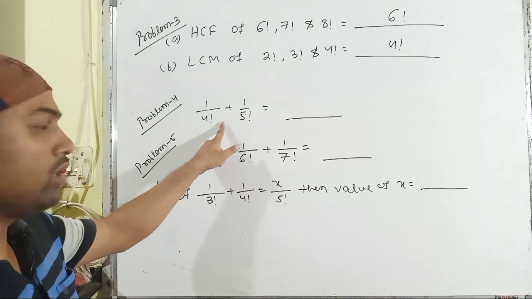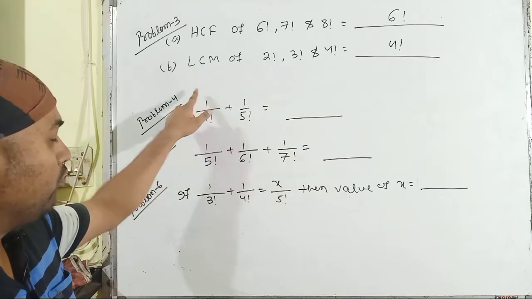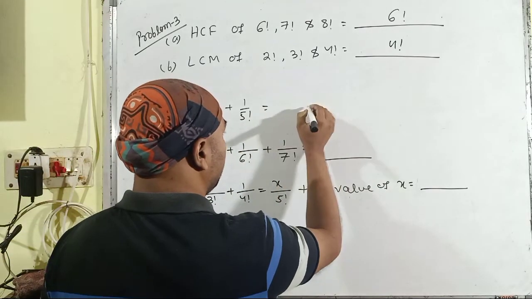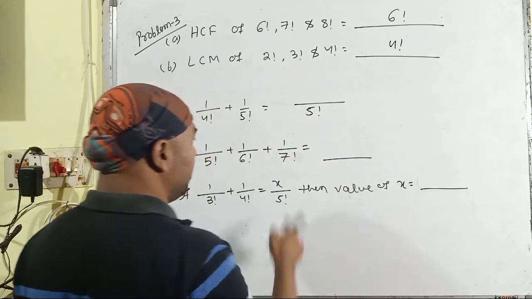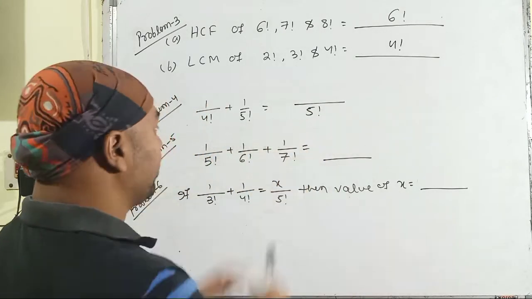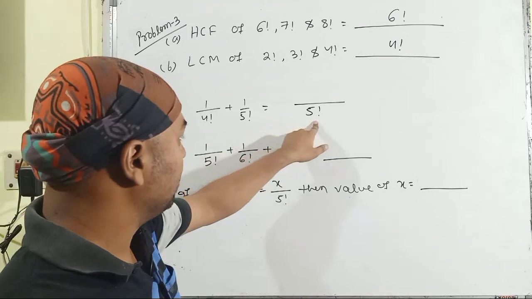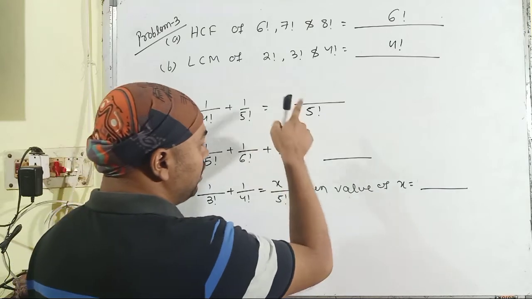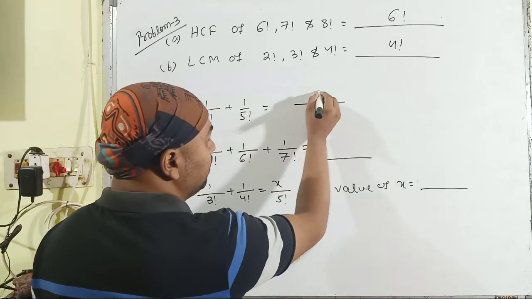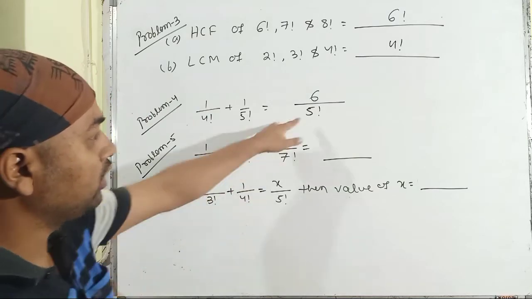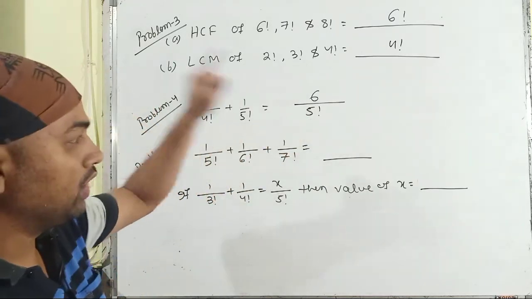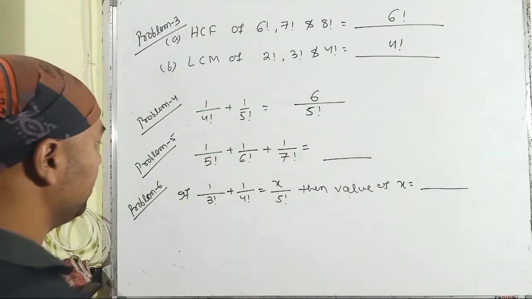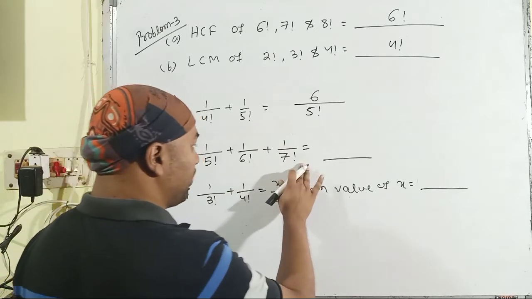Then using property number 4, you have to answer 1 upon 4 factorial plus 1 upon 5 factorial. Then you have to write down 5 factorial in the denominator. That means you have to choose the greatest factorial, or LCM, in the denominator part. Then in the numerator part, you have to write down the next term of 5, that means it is 6. Now the next term of the denominator number, that means 5 and its next term, that is 6, and 6 will be written in the numerator part. Then problem number 5, which is based upon property number 5.